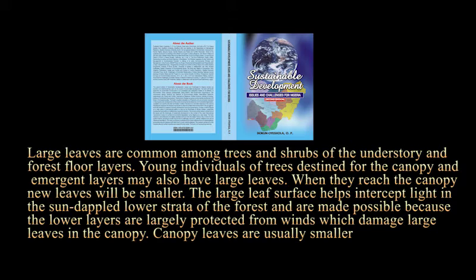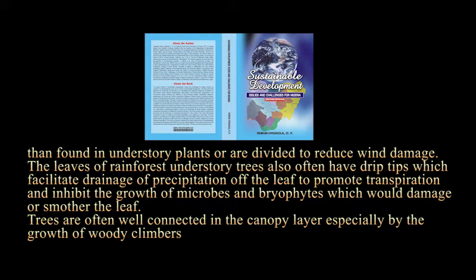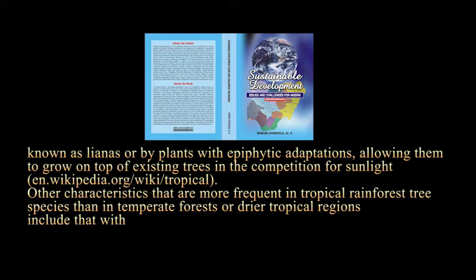Canopy leaves are usually smaller than found in understory plants or are divided to reduce wind damage. The leaves of rainforest understory trees also often have drip tips which facilitate drainage of precipitation off the leaf to promote transpiration and inhibit the growth of microbes and bryophytes which would damage or smother the leaf. Trees are often well connected in the canopy layer, especially by the growth of woody climbers known as lianas or by plants with epiphytic adaptations, allowing them to grow on top of existing trees in the competition for sunlight.